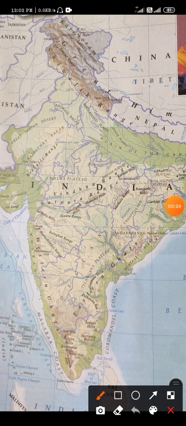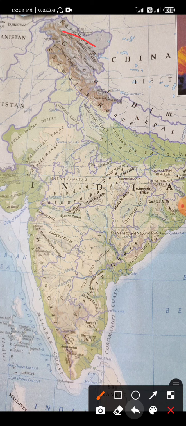And this first physiography, Himalayan, can be further divided into Trans Himalayas, next is Greater Himalayas, Middle Himalayas, Shivaliks, as well as Purvanchal in the northeast part of India.